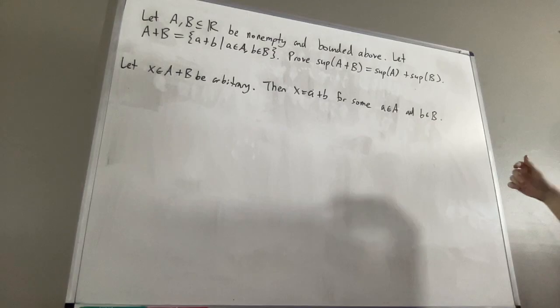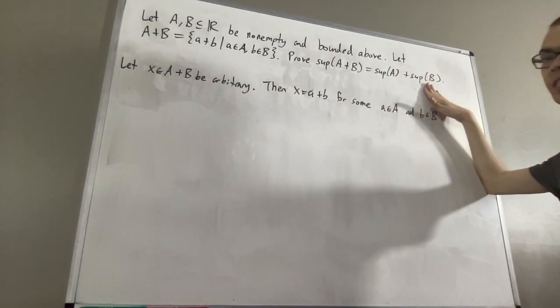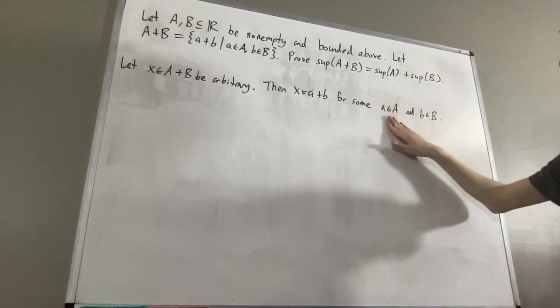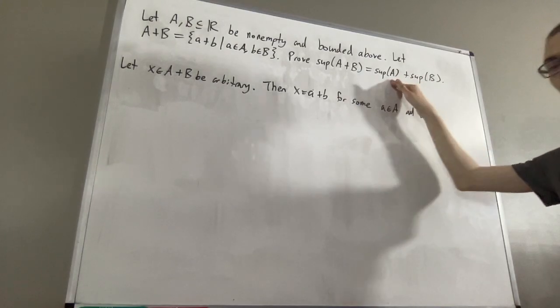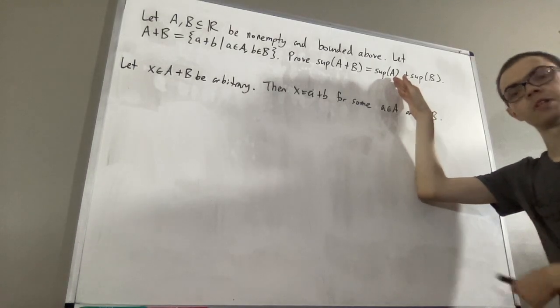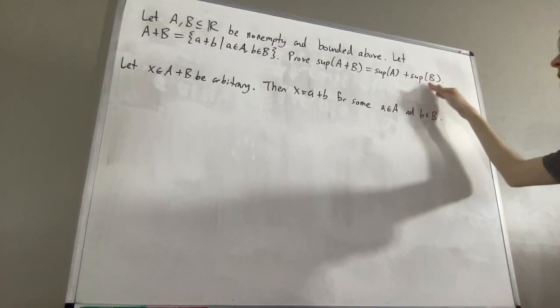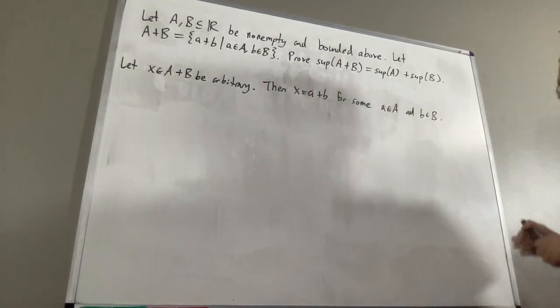Now, we're going to be using the fact that the supremum of A is an upper bound of A, and the supremum of B is an upper bound of B. Since the supremum of A is an upper bound of A, every element of A is less than or equal to the supremum of A. So in particular, a is less than or equal to the supremum of A. Similarly, since the supremum of B is an upper bound of B, every element of B is less than or equal to the supremum of B. So b is less than or equal to the supremum of B.